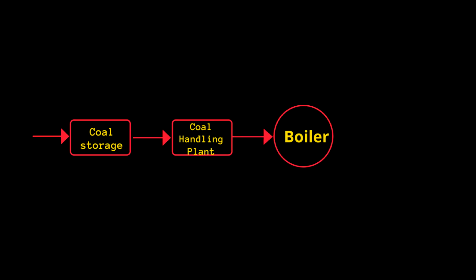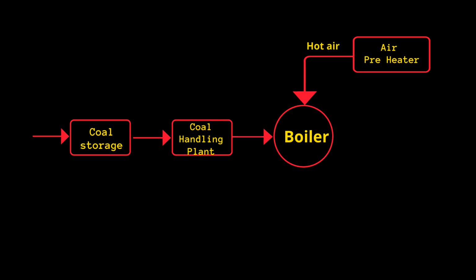Now in the boiler we have supplied combusted coal. Our next target is to supply hot air to the boiler to increase the temperature of the combustion as well as to increase the thermal efficiency. This is done by providing an air preheater.